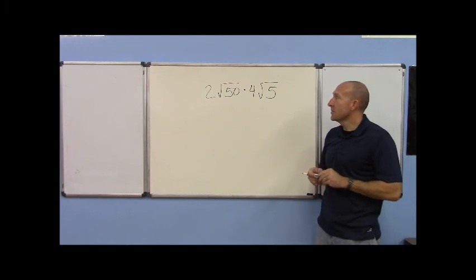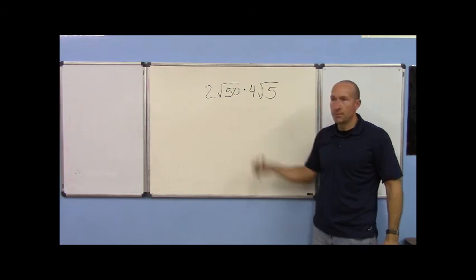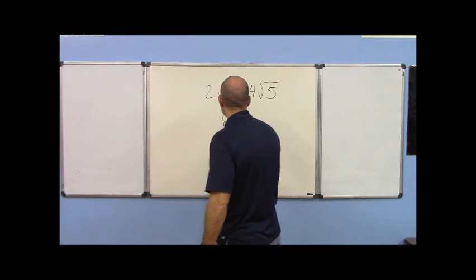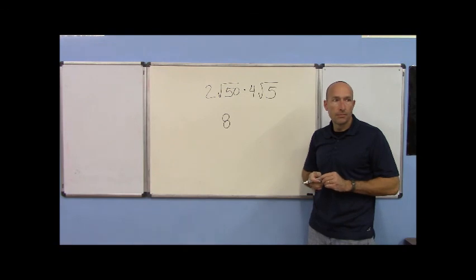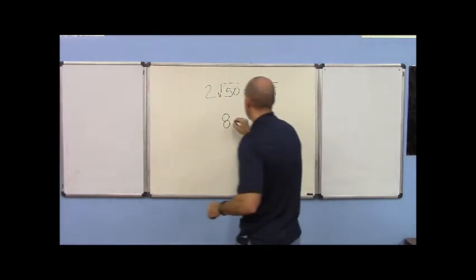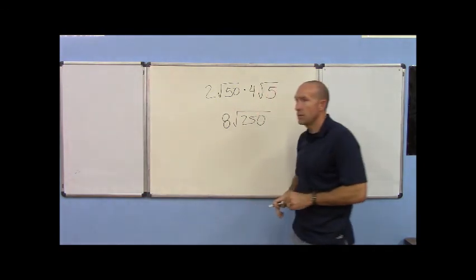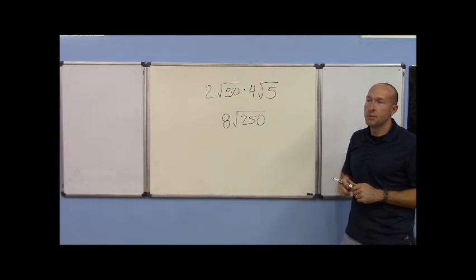Okay, so raise your hand if the first thing you would do is multiply the 2 times 4. So 2 times 4 is 8. We took care of that part. Now what would you do next? Would you keep the radical sign? So the radical sign, 50 times 5, so 250 is what she says she would come up with. Who else would do something like that? How many of you don't know what you would do?